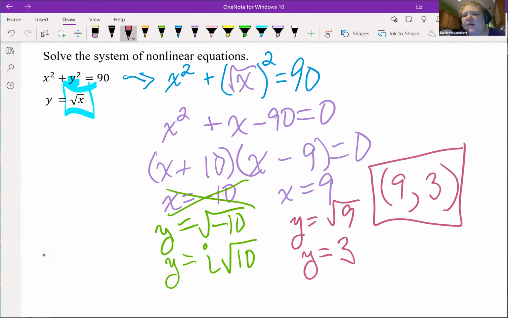All right, I'm going to cut this one here, and in the next one, we'll start talking about the addition method.